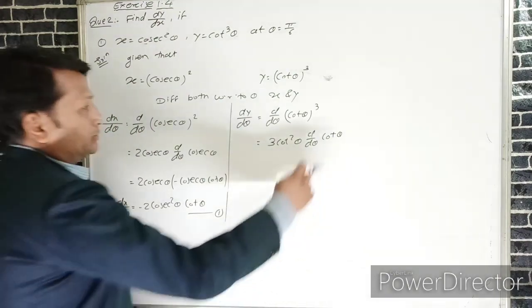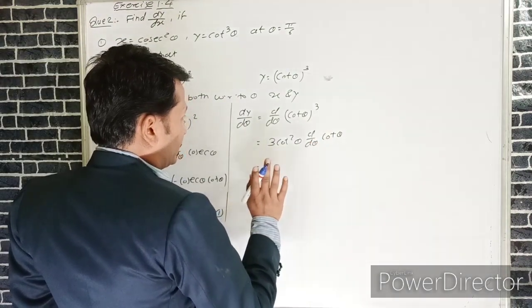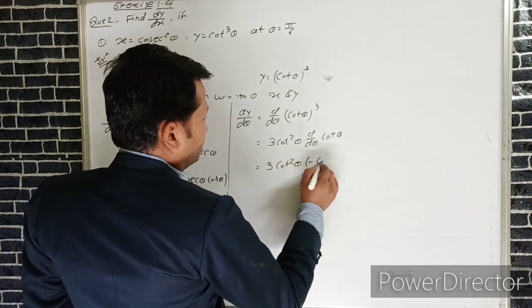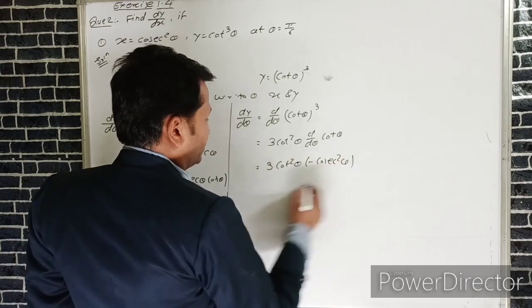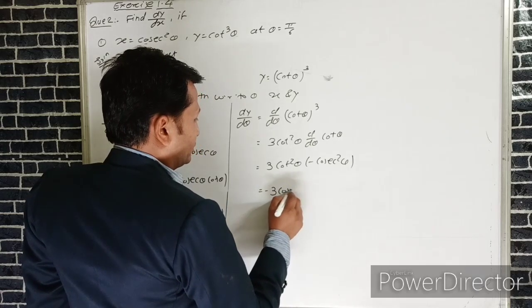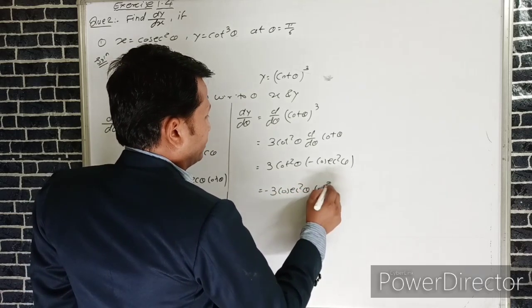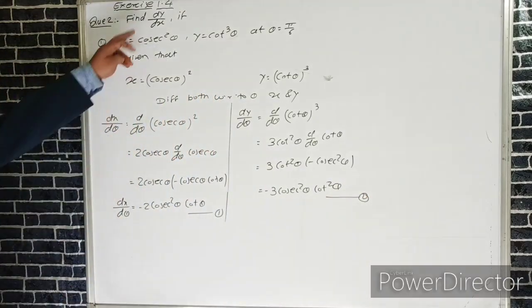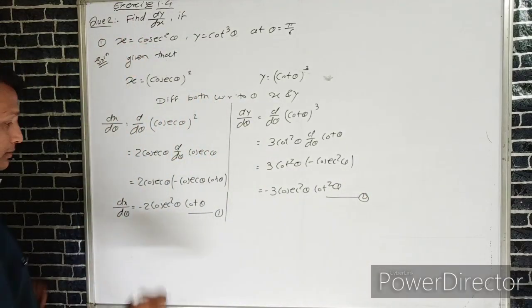Derivative of cot theta is minus cosec square theta. So we can write 3 cot square theta into minus cosec square theta, which is minus 3 cosec square theta into cot square theta. This is number 2. But we have to find dy by dx first.